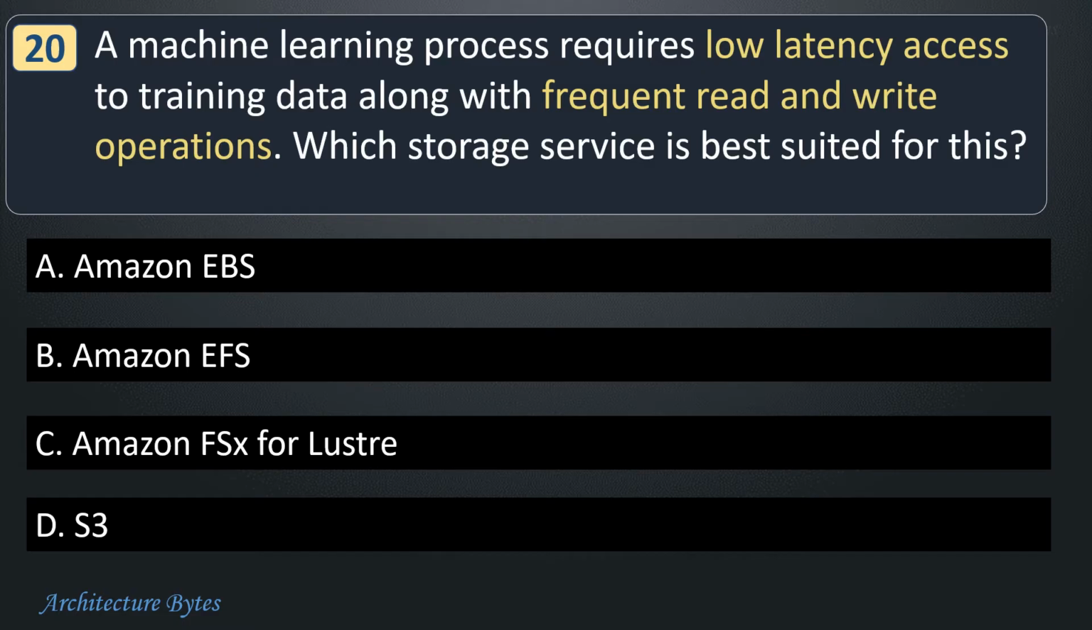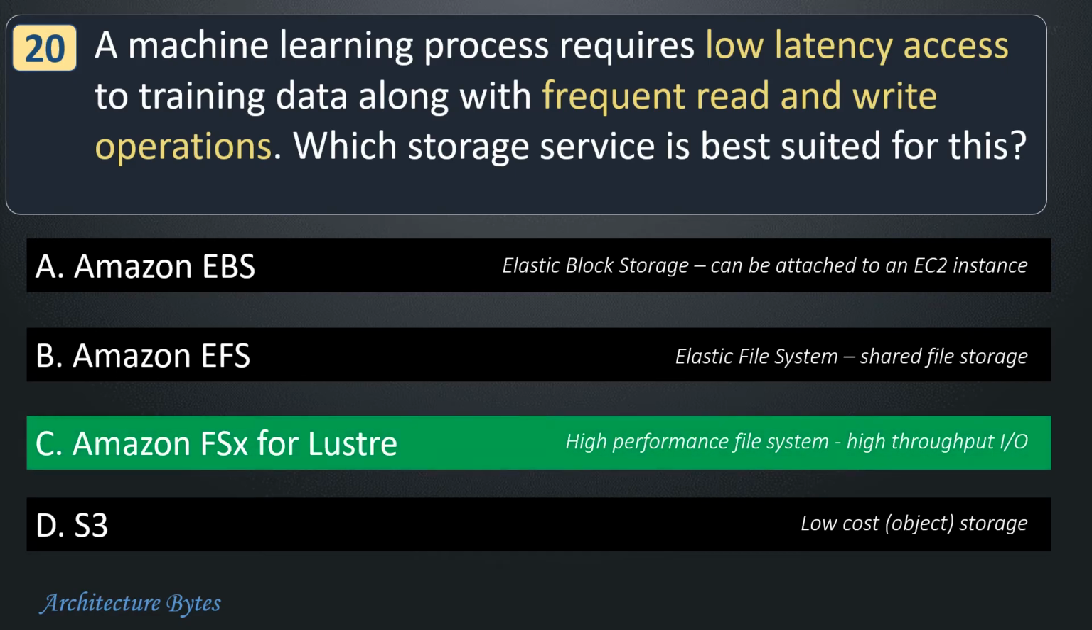A machine learning process requires low latency access to training data along with frequent read and write operations. Which storage service is best suited for this? Our options are Amazon EBS, EFS, FSx for Lustre, or S3. Option C, Amazon FSx for Lustre, is the right answer here. It is a high-performance file system optimized for data-intensive workloads, offering low latency and high throughput for frequent access. Relatively, other storage options do not provide an equally fast access to data for frequent read or write.